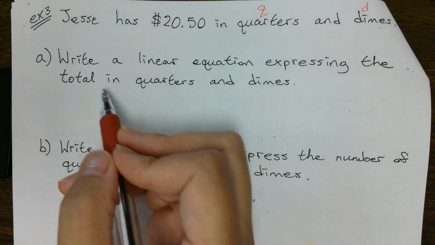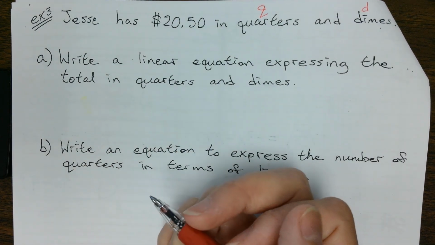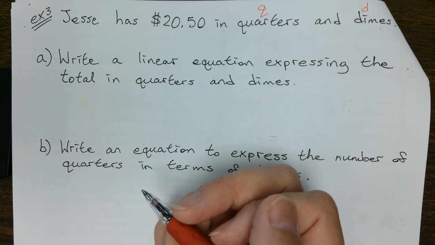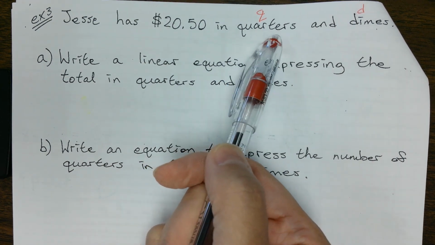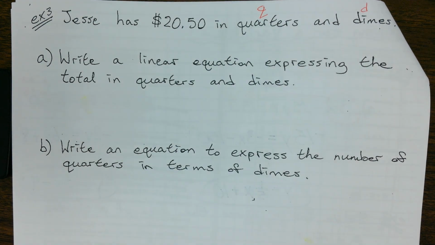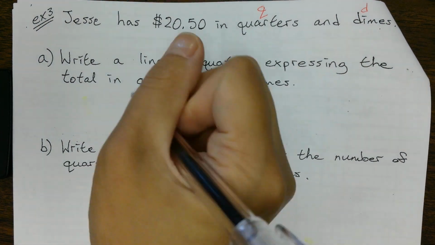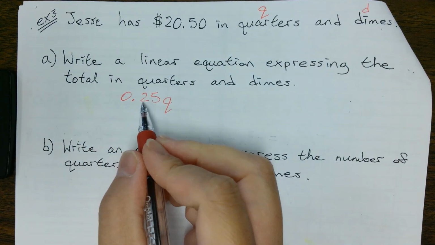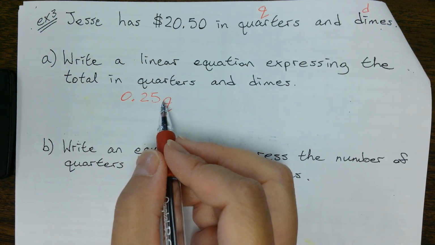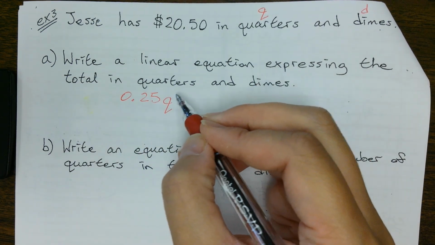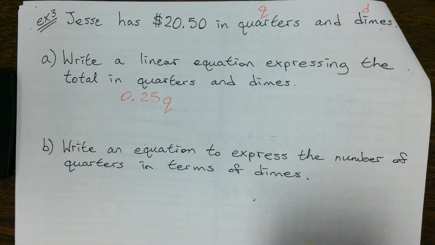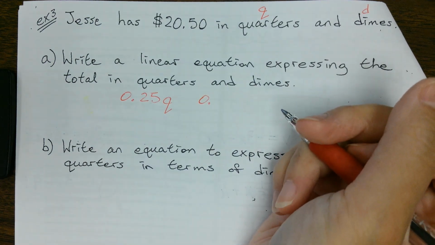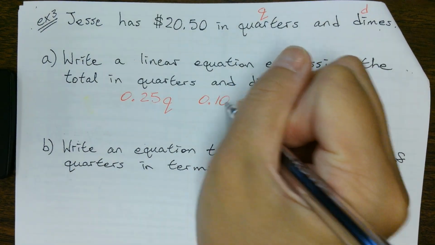Right. So let's write our first equation. Can somebody set up the first equation for me? Right. So how much are quarters as a number? 25 cents. So Brian? 0.25Q. If I just write 25Q, that means $25. All right, so 0.25Q. And what about dimes then? Dimes are 10 cents.